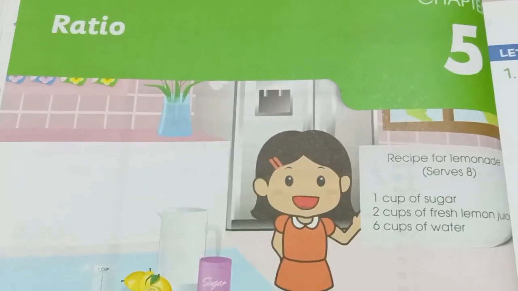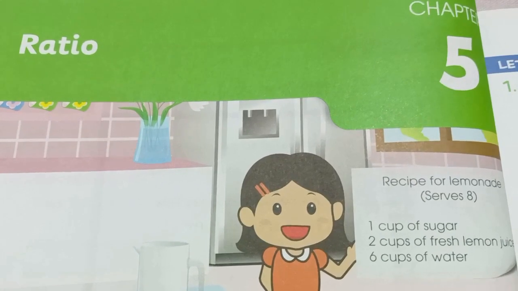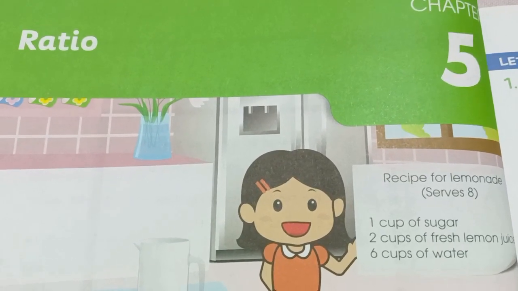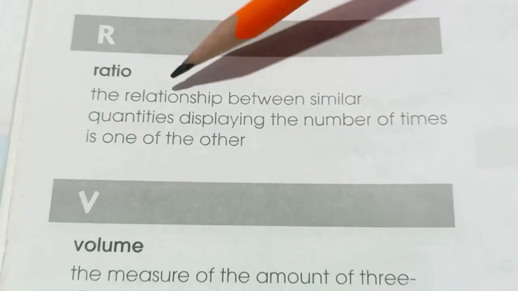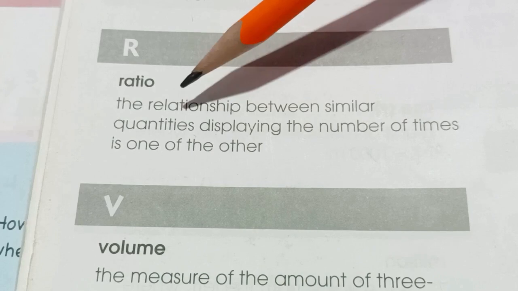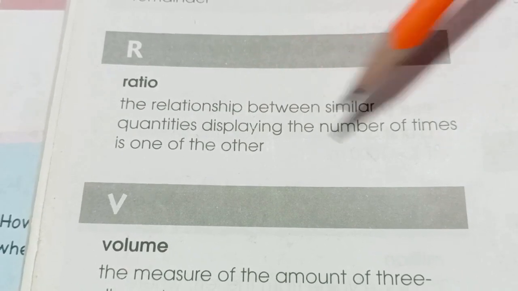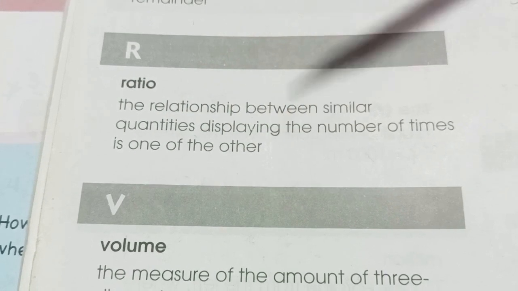Today we are going to start chapter number 5, ratio. Before we start, let's study what a ratio is. Ratio is the relationship between similar quantities, displaying the number of times one is of the other.